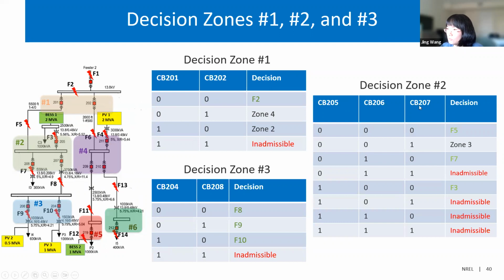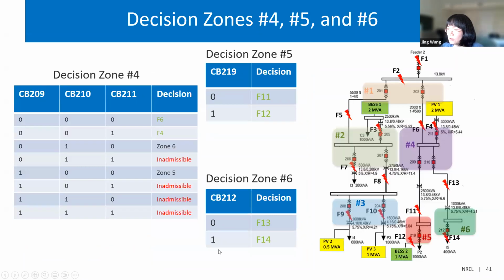And we can see zone 2 has 3 relays, so it has more combinations and much more complicated decision making. You can see with different values what the decisions are. It has more inadmissible results. For zone 3, we can see a similar thing as zone 1. So these are the first 3 zones, and the next slide shows the other 3 zones, 4, 5, 6.